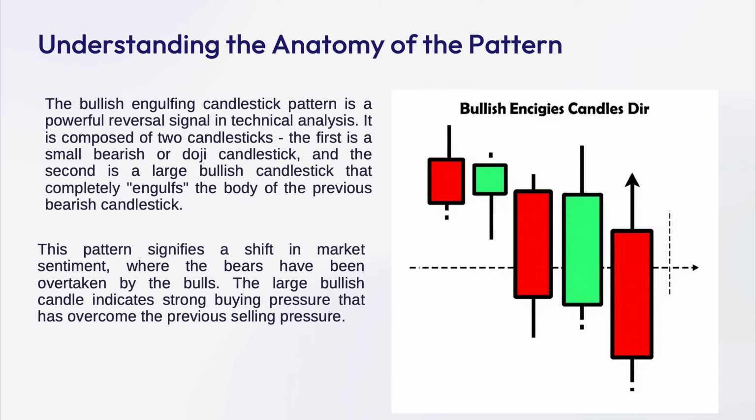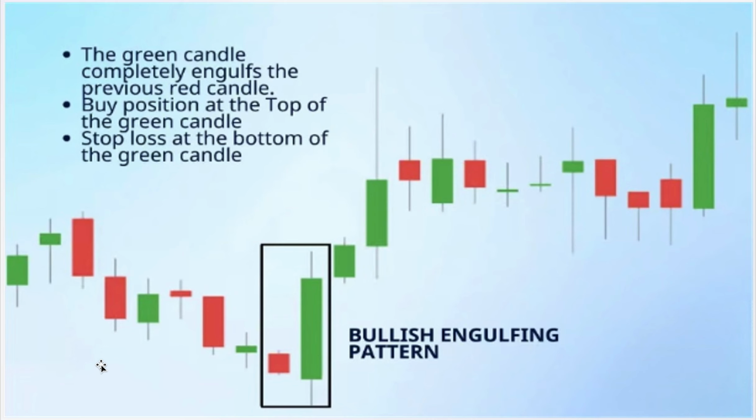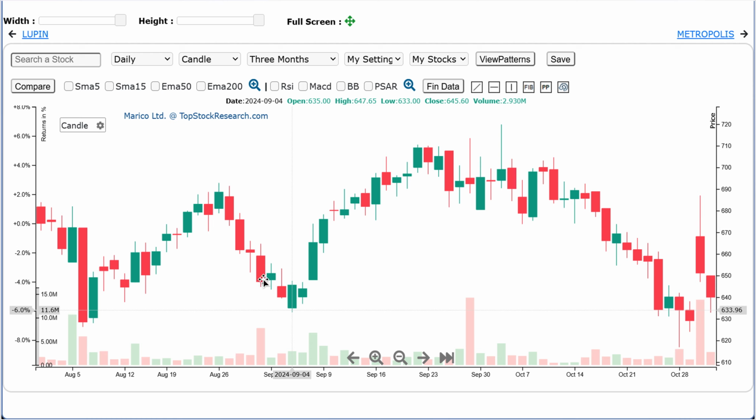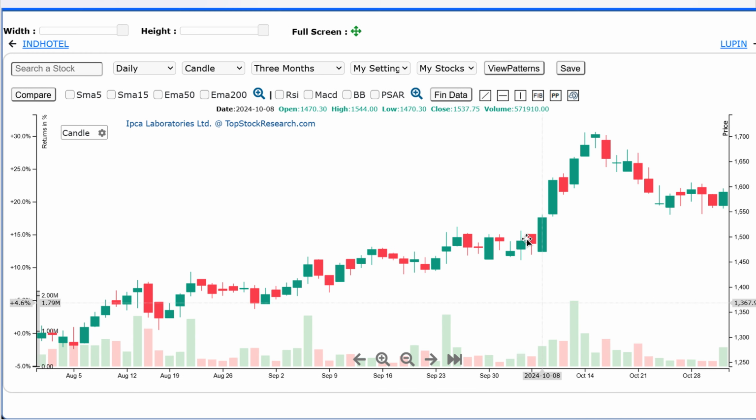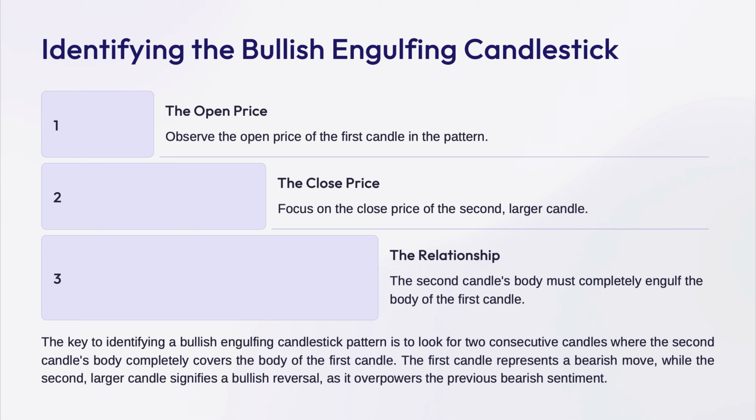Pattern anatomy, I have already told you. It engulfs everything here. I'll show you a real-life example. See, it has engulfed almost the entire body, maybe you can ignore this wick, and then it moved almost 10% in return. The same thing you can see in another example, where it has also engulfed a lot. After this bullish engulfing, the stock has moved up. These are the examples I have shown you, but go ahead and do your own identification and find out the open price, close price, and their relationship.